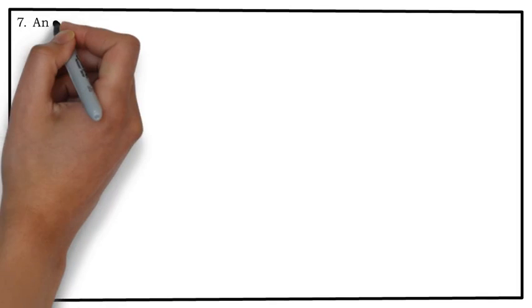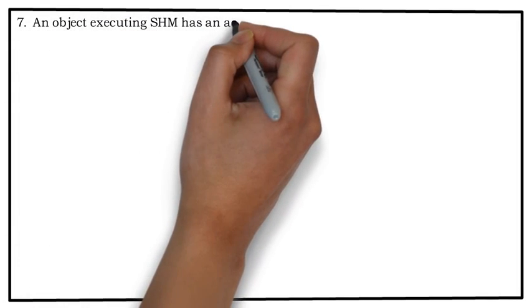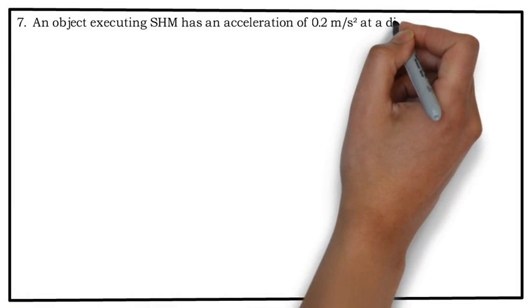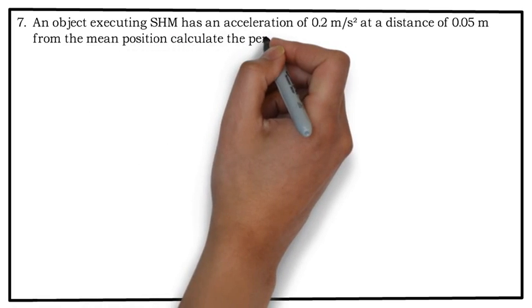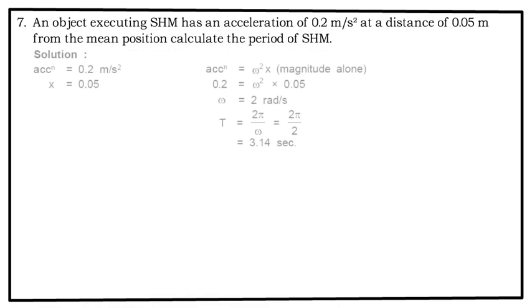7. An object executing SHM has an acceleration of 0.2 meter per second square at an instant 0.05 meter from the mean position. Calculate the period of SHM. Acceleration is equal to 0.2 meter per second square. X is equal to 0.05 meter. Now acceleration is equal to omega square into x. As far as magnitude is concerned, you get omega value, that is 2 radians per second. Now T is equal to 2 pi by omega. I put omega value as 2. I get T is equal to 3.14 seconds.